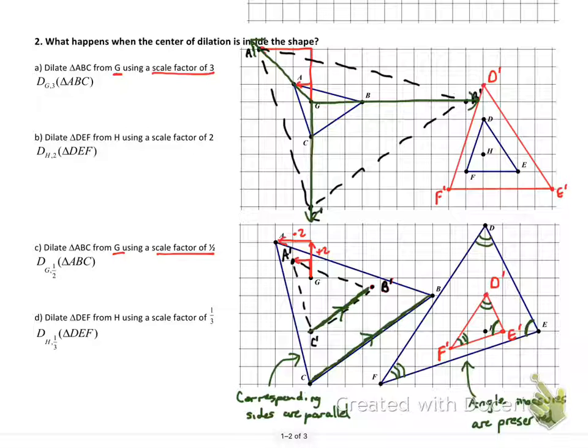Going from G to B, B prime, if I extend that out, B prime is going to be along that line somewhere. And same thing here, G to C, if I extend that out, C prime is going to be along that line somewhere. So this is an idea called collinearity, which is a fancy way of saying that from the center of dilation, all your points are going to line up. All the corresponding points will line up.